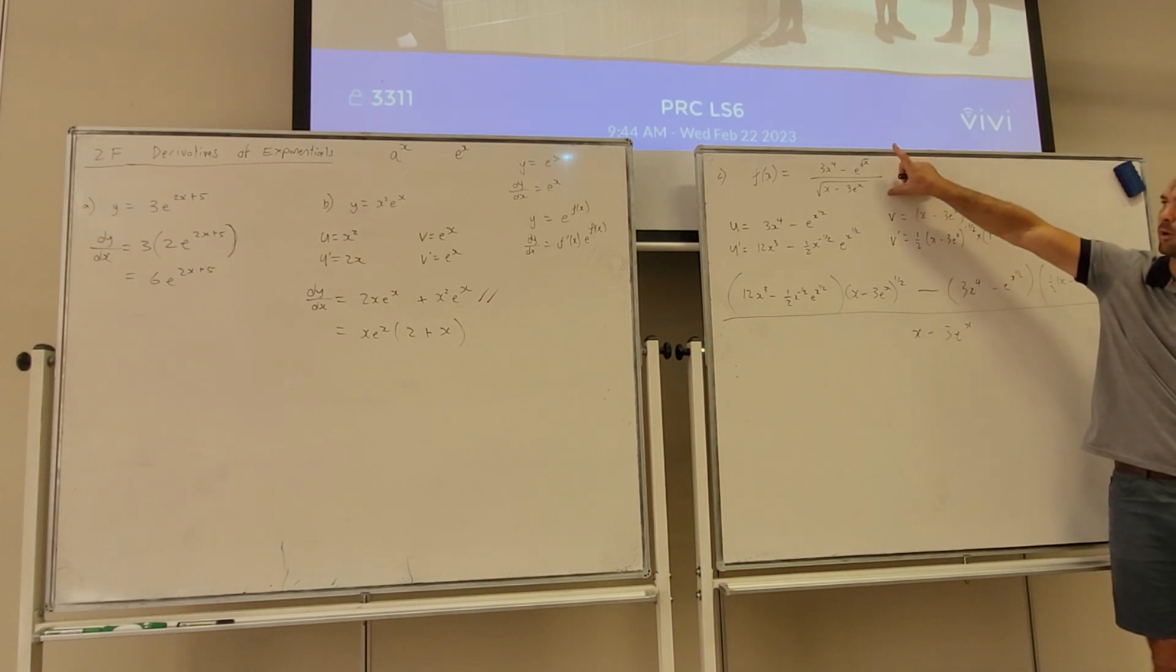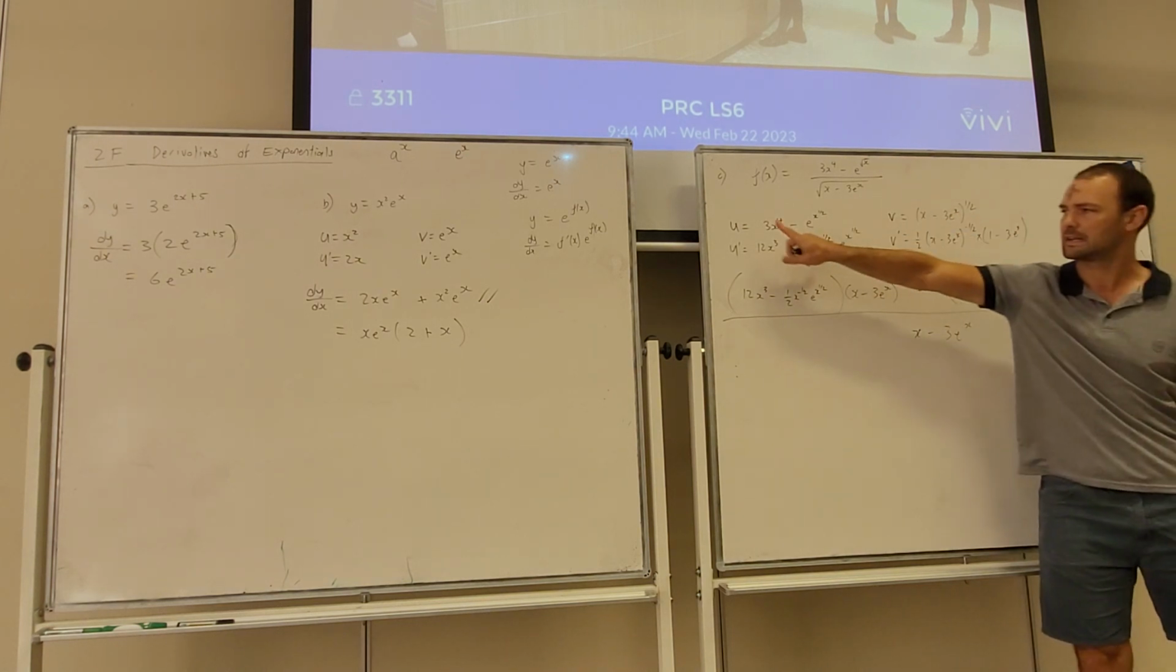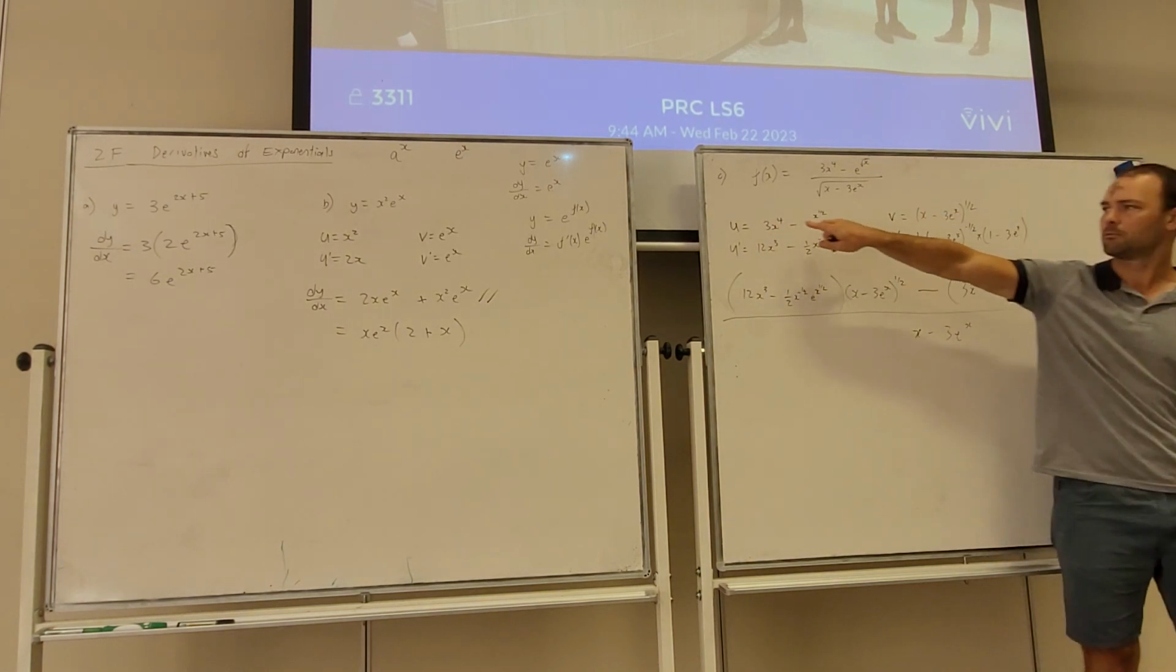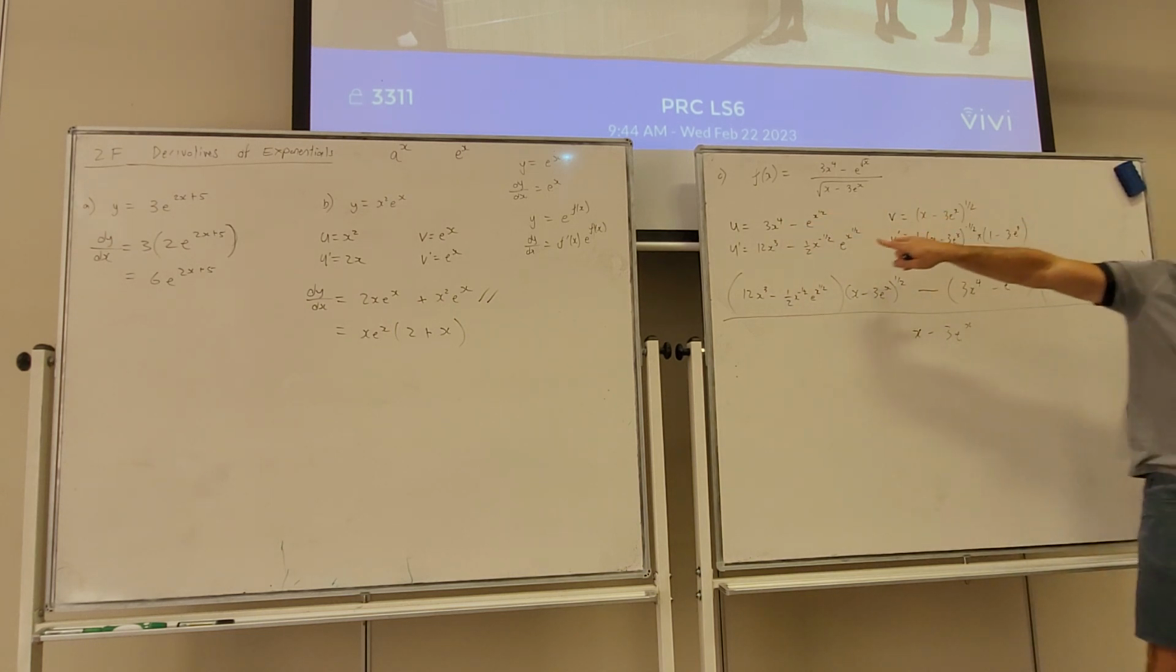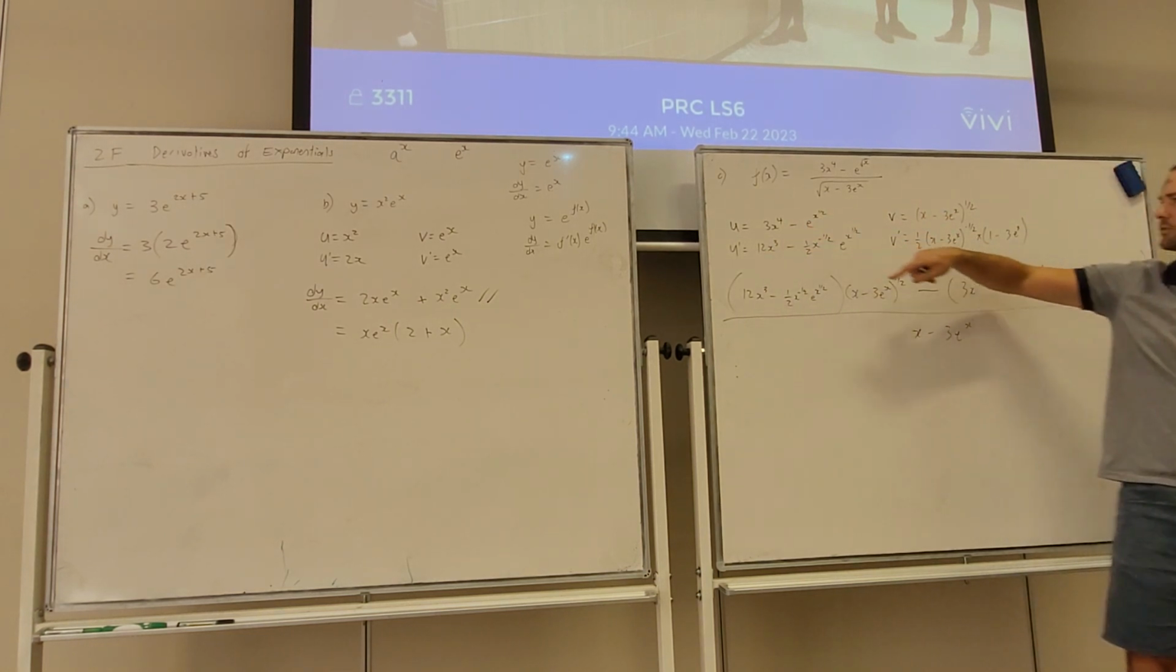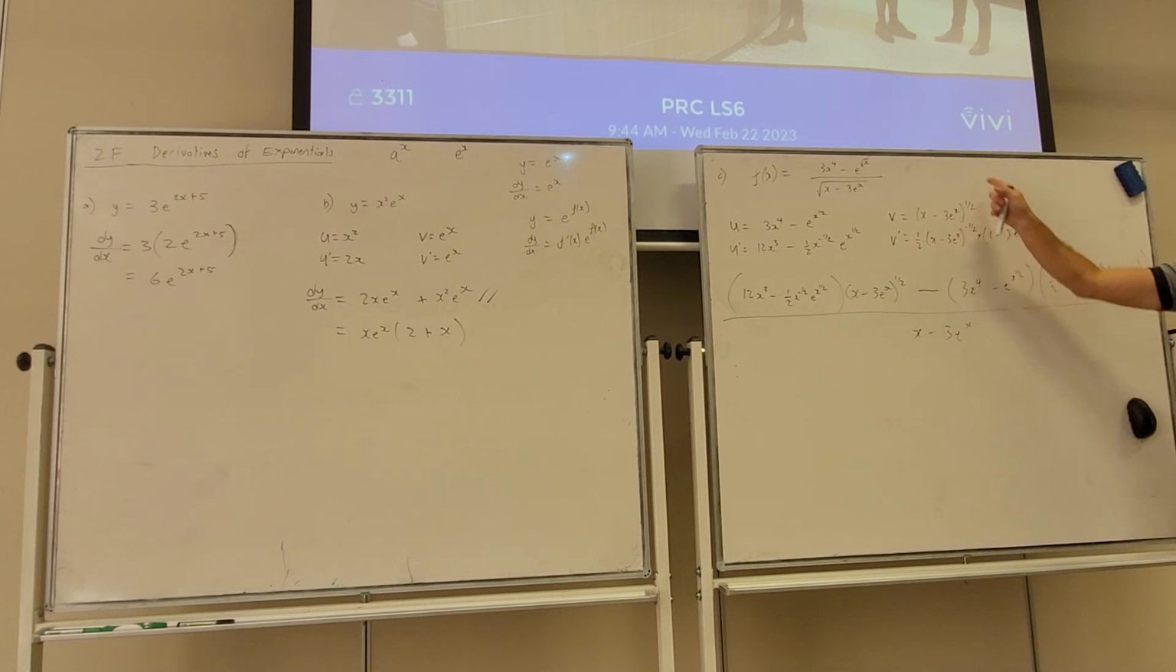We recognise quotient rule, that's the rule I'm using here. So we set out u dash, v dash. We write u, we write v. Differentiate u, we've got the power rule, exponentials. Differentiate v, we need to use the chain rule. We've got a function to the power of n.